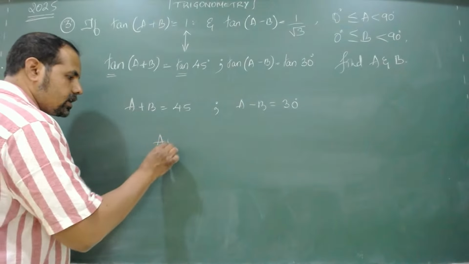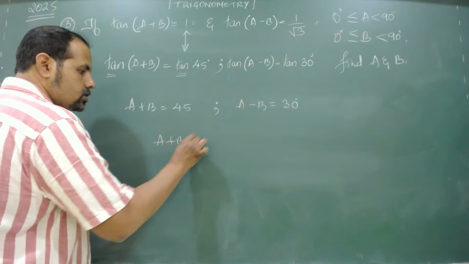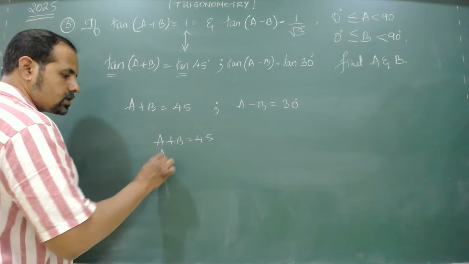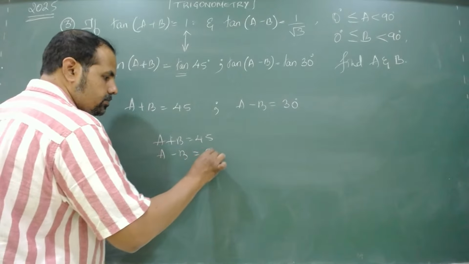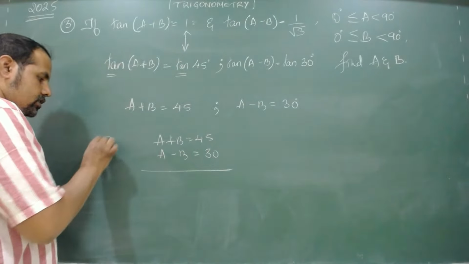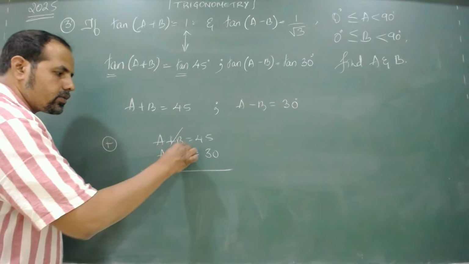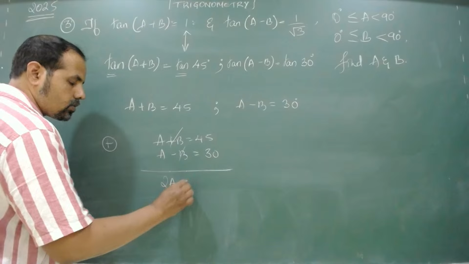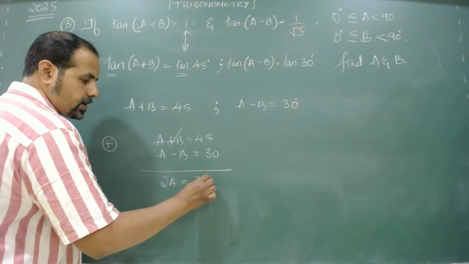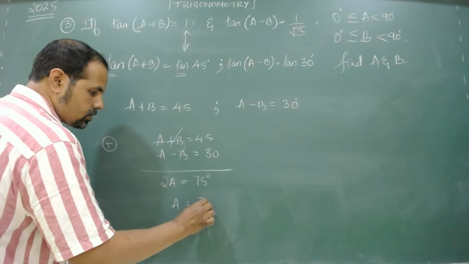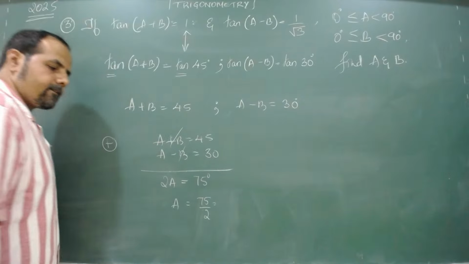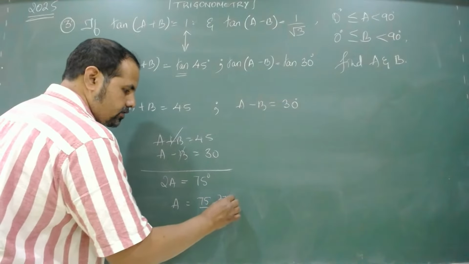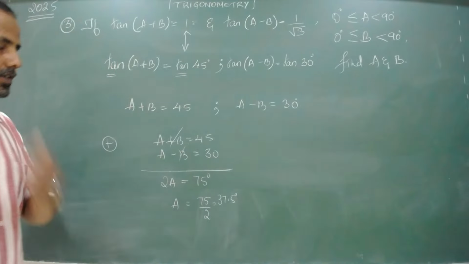Now, this resembles a pair of linear equations in two variables. Let me write the equations one below the other so that we can use the elimination method. Let me add the two equations. When I add the two equations, plus B and minus B get cancelled. 2A is equal to 75 degree. A is equal to 75 by 2, that is 37.5.